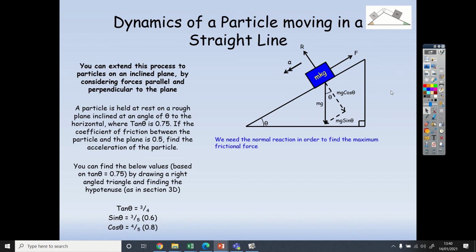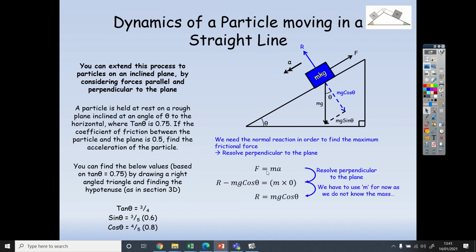Okay, so we're going to need to work out R first, then we can get F max. So we're going to resolve in the direction of R. We've also got this mg cos theta. No acceleration in that direction. All the acceleration is going in this direction. So that means that R equals mg cos theta. Cos theta we know, so we can put that in. That's 0.8.